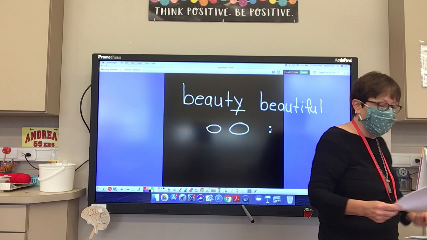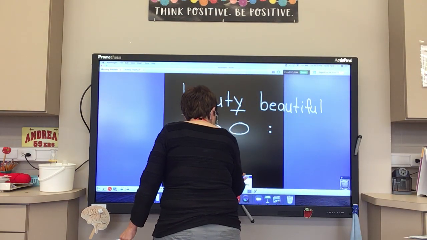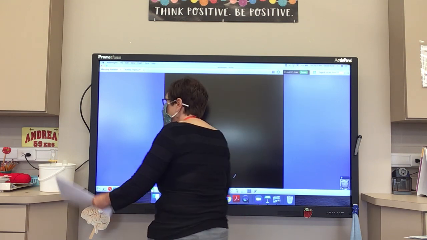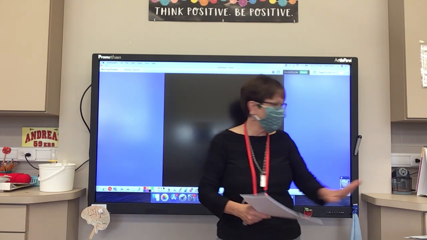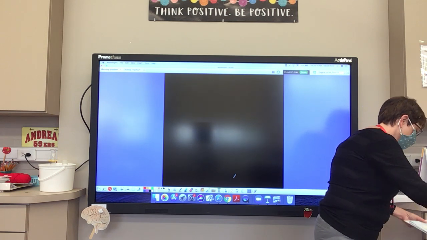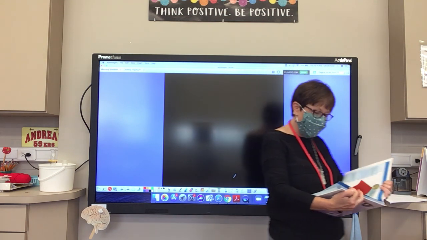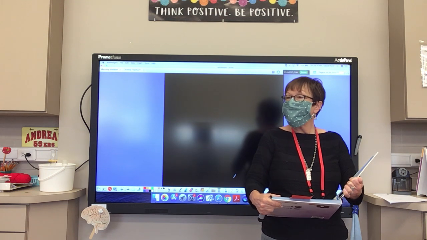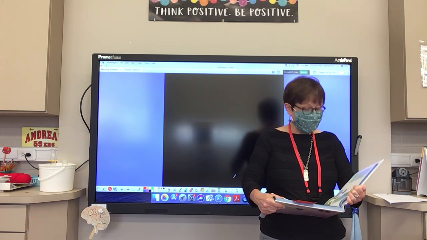So let's look on pages 82 and 83. Oh, this is one of my favorite pages in the book. I love these two pages. So let's look and see what we have here. Okay, boys and girls? I want to give you a minute to read these two pages. So everybody, let's read these two pages. Let's see what we have.